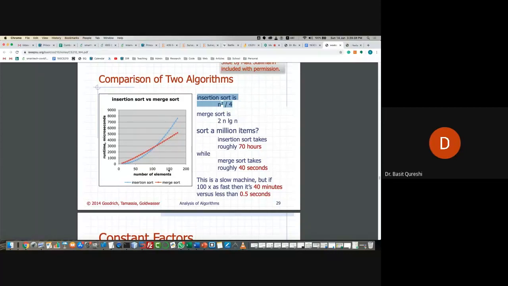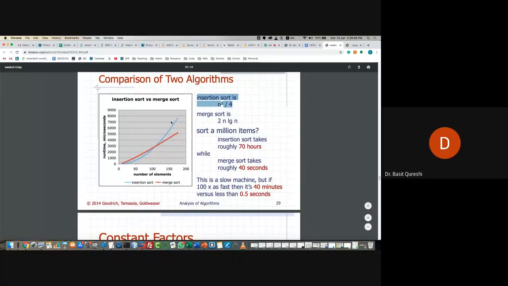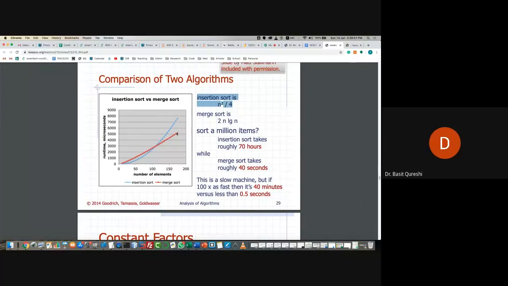If you scale this graph to 2,000, this line will go like this, and this line goes up like that. So after a while, you'll realize that the insertion sort is really slow compared to merge sort. By the way, this was a project we gave to the students who took this class last semester. We asked them to run different sorting algorithms on large data and compute the time. That was very interesting.